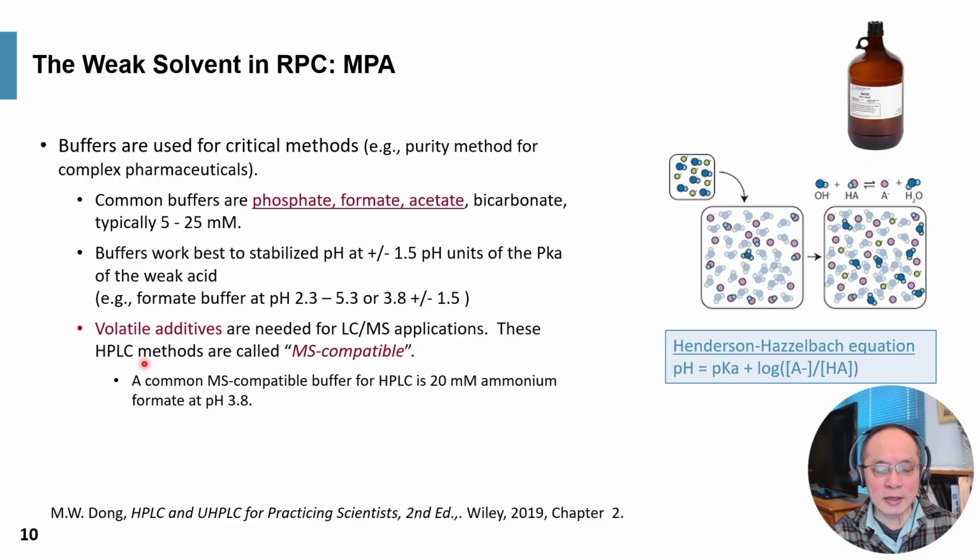Volatile additives are needed for LC mass spec application. You cannot use sodium chloride because it's not volatile and it would mess up your mass spec. So these HPLC methods are called mass spec compatible. One very common mass spec compatible buffer that I use quite often for HPLC methods is 20 millimolar ammonium formate at pH of 3.8, right at the pKa of formic acid.